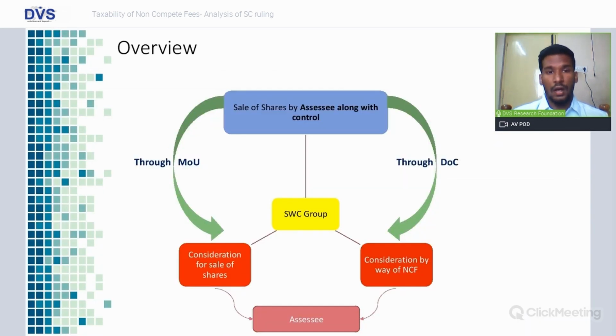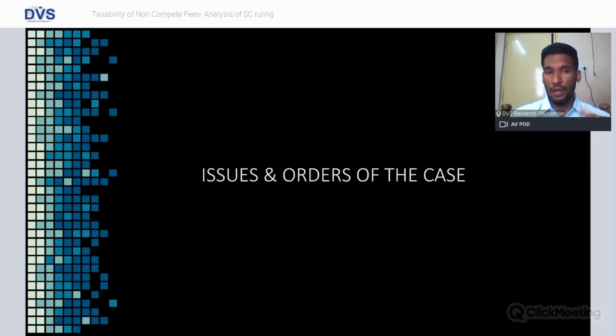So in summary, there are two agreements, two separate deeds executed as such. One is the memorandum of undertaking, the other one is the deed of covenant. Through the memorandum of undertaking, the assessee is getting the consideration for sale of shares, and through the deed of covenant, the assessee is getting consideration by way of non-compete fee to restrict him or refrain him from entering into the manufacturing of beer business. So far everything looks great.